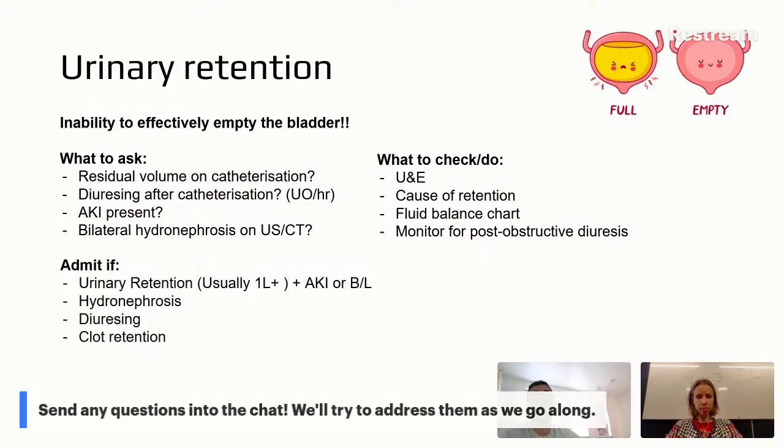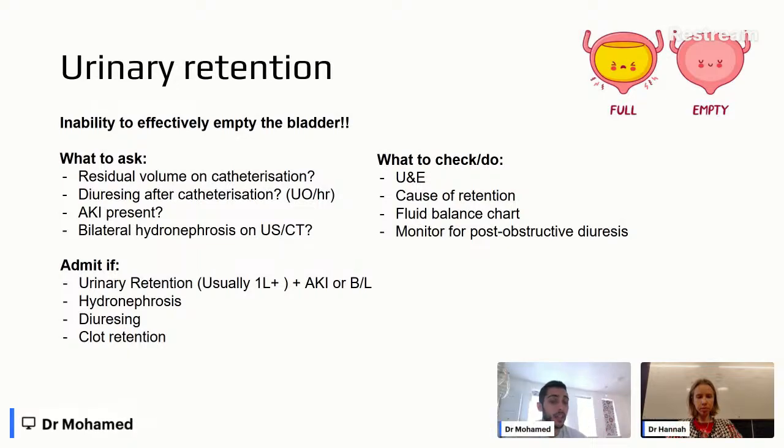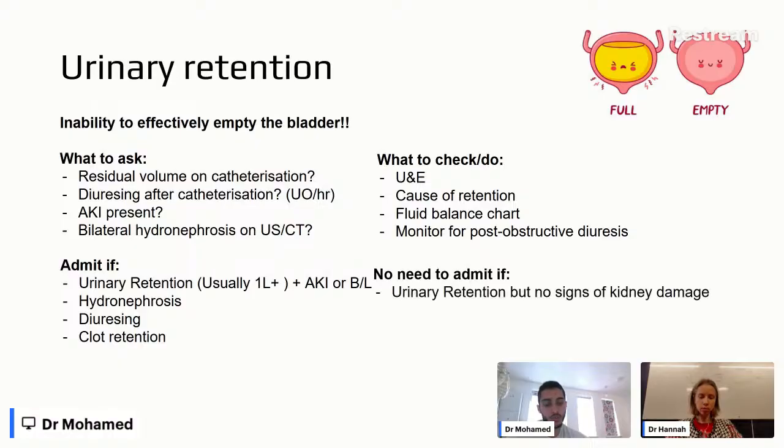When do you want to admit them? You want to admit them if the urinary retention is significant, so it's above a liter, and there is an AKI or there's bilateral hydronephrosis present. That will indicate chronic high pressure retention. Of course, if the patient is diuresing, then they need to be sent up to urology and monitored. And of course, if there's clot retention, then they need to be taken in for them to have a washout. You don't need to admit the patient if it's just urinary retention and there's no kidney damage.